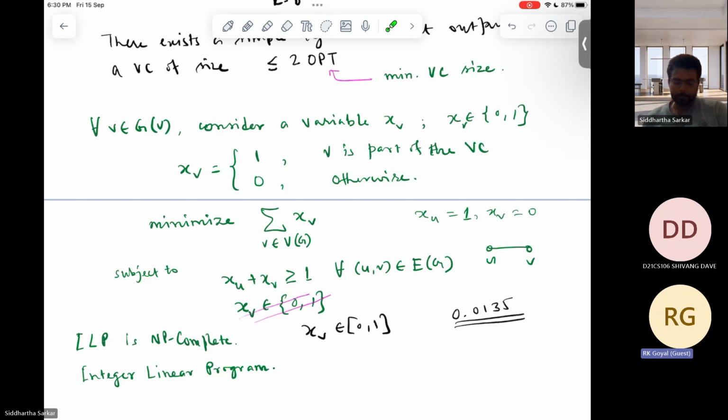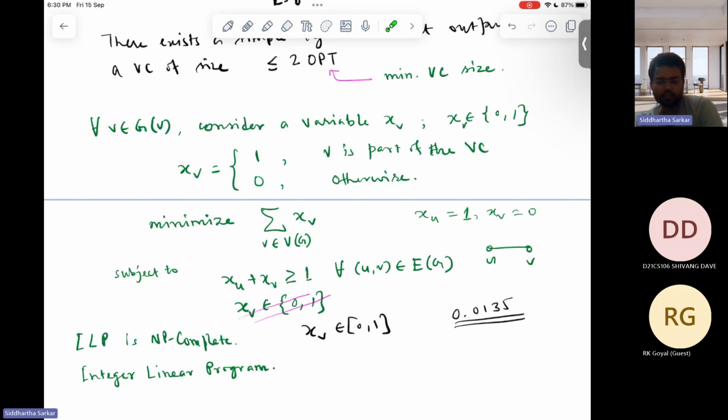Yes, because in this case, we could find a vertex cover, but then we won't be able to quantify how good or how bad, to what extent, I mean, how bad the solution is. Correct. So this looks like we have made some progress, but we would ideally like to be sufficiently closer to the optimal solution.